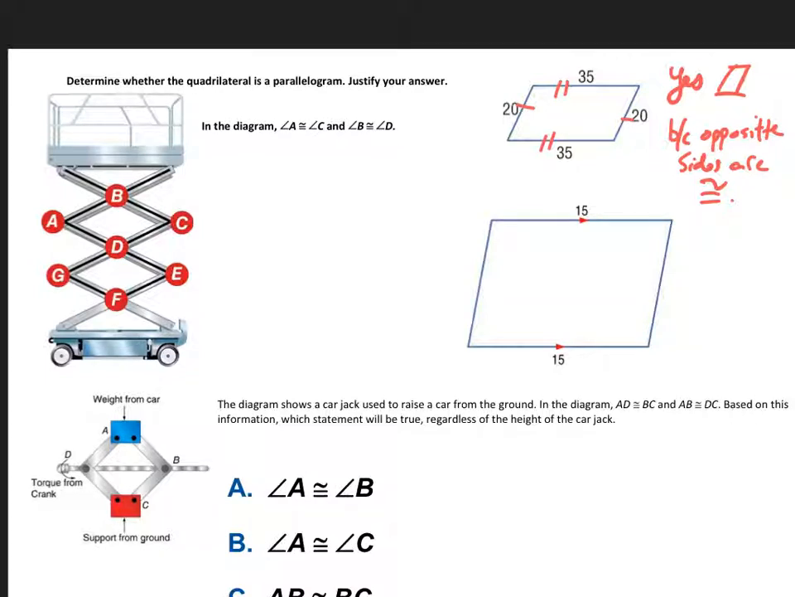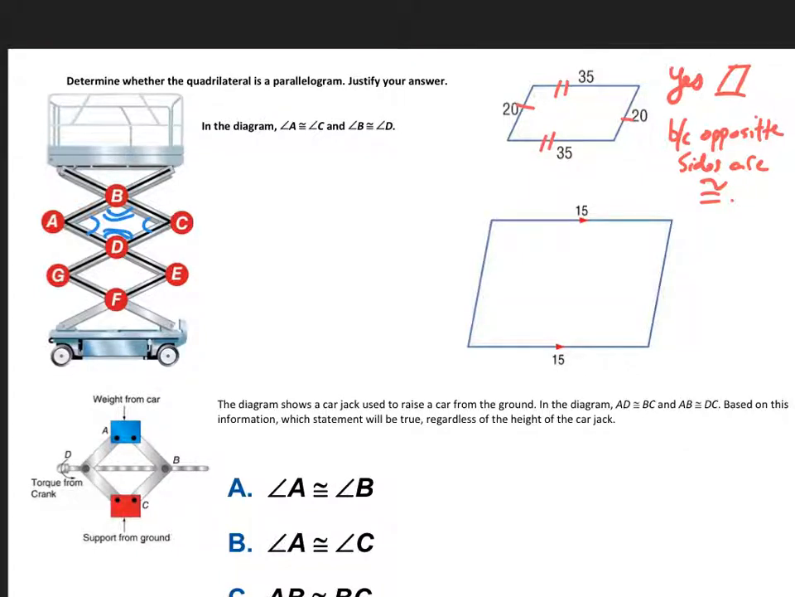I'm going to come over here. I'm going to look at this scaffolding kind of lift thing that we have, and it says this. It says, in the diagram, angle A is congruent to angle C. So I'm going to mark that angle A and angle C are congruent, and it tells me that angle B is congruent to angle D.